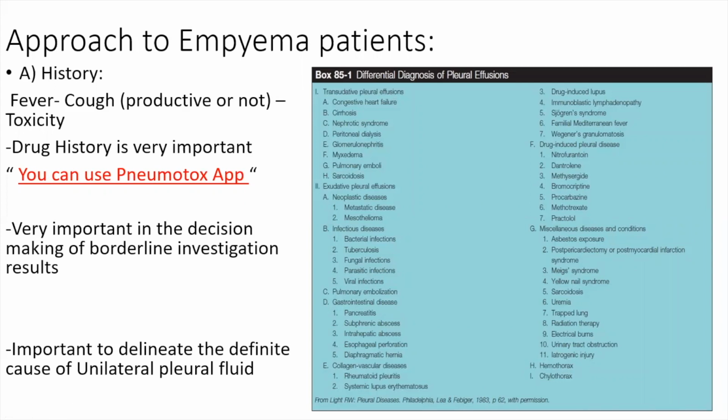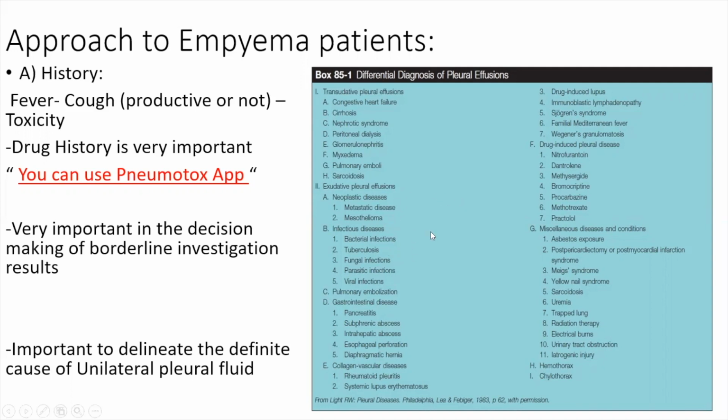Also, drug history is often forgotten, and can be very important. This can be the only leading clue for our diagnosis. There's an application called the Pneumotox app, and this can help us to identify all the drugs that can cause pleural effusion. It's very important also to recognize the definite cause for any unilateral pleural fluid collection.